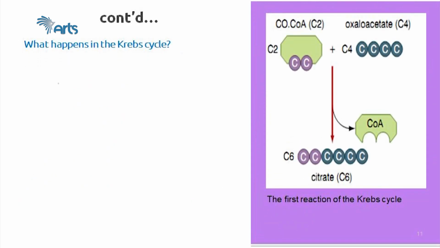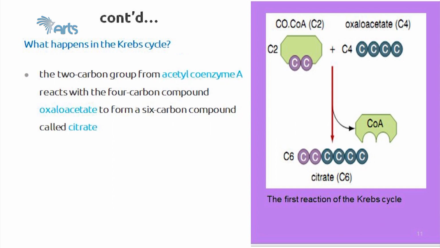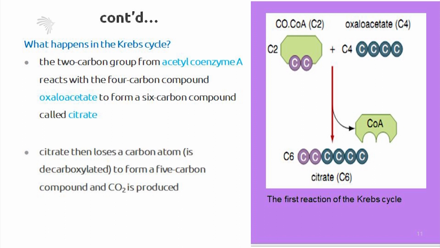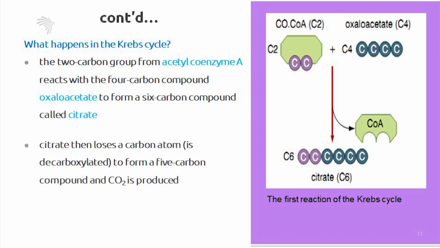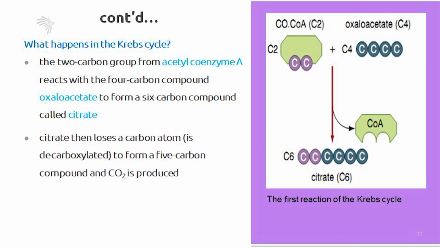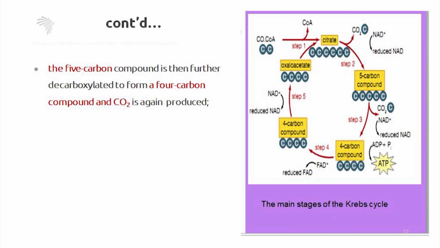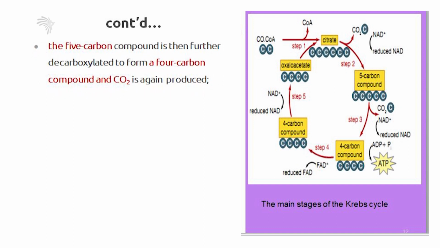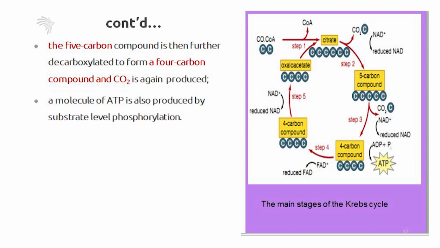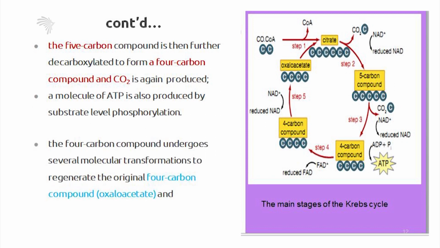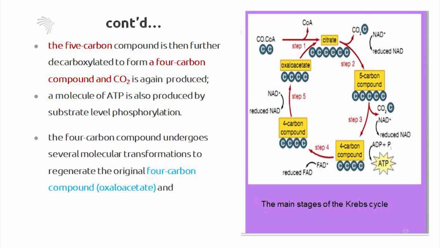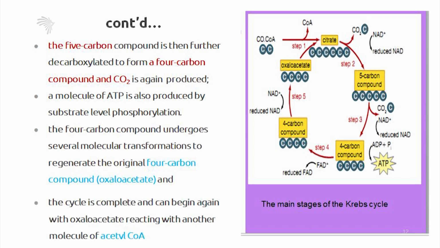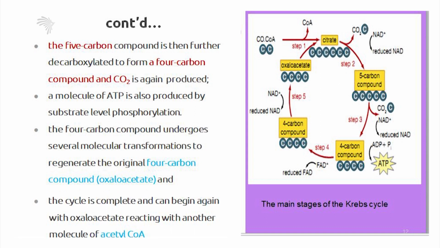What happens in the Krebs cycle? The 2-carbon group from acetyl coenzyme A reacts with a 4-carbon compound, oxaloacetate, to form a 6-carbon compound called citrate. Citrate then loses a carbon atom, that is, it is decarboxylated, to form a 5-carbon compound, and carbon dioxide is produced as a byproduct. The 5-carbon compound is then further decarboxylated to form a 4-carbon compound, and carbon dioxide is again produced. A molecule of ATP is also produced by substrate level phosphorylation. The 4-carbon compound undergoes several molecular transformations to regenerate the original 4-carbon compound, oxaloacetate. And the cycle is complete and can begin again with oxaloacetate reacting with another molecule of acetyl CoA.